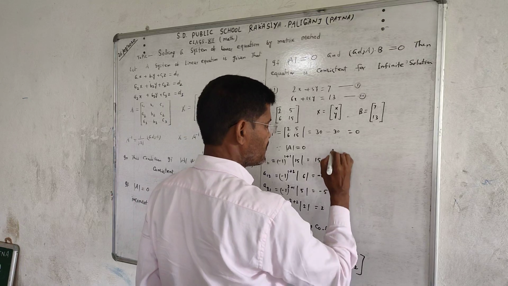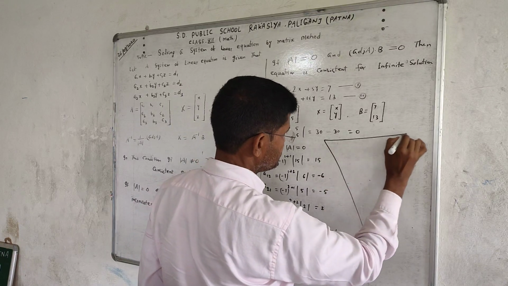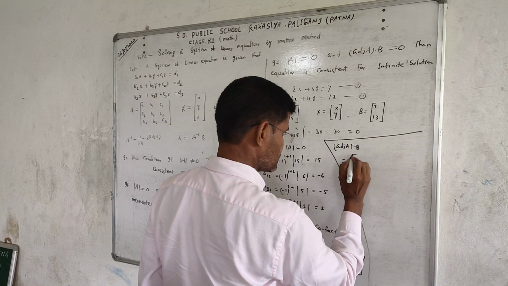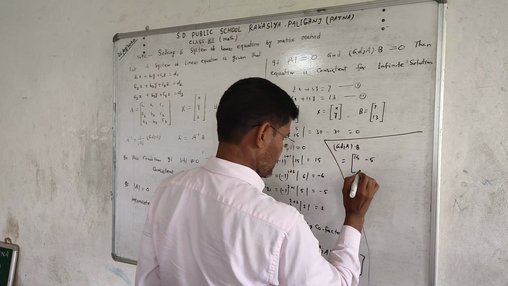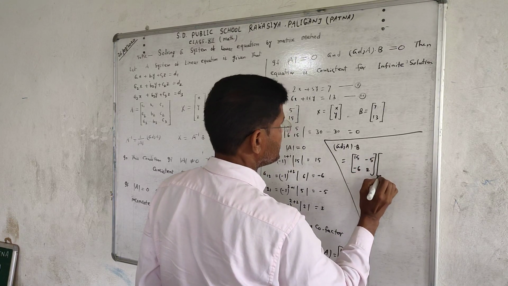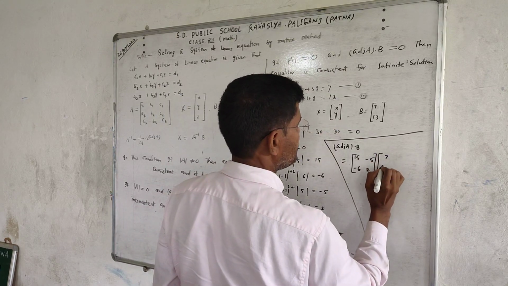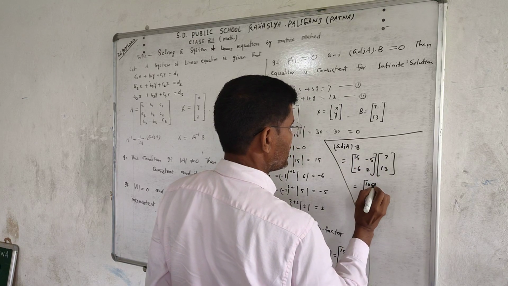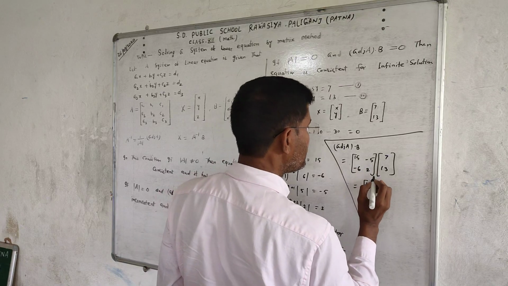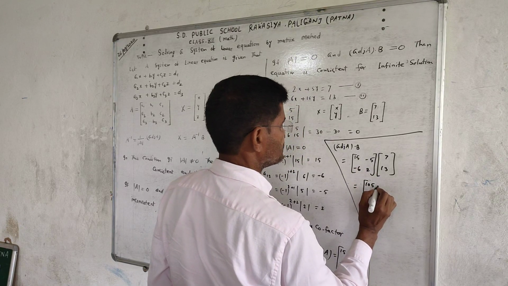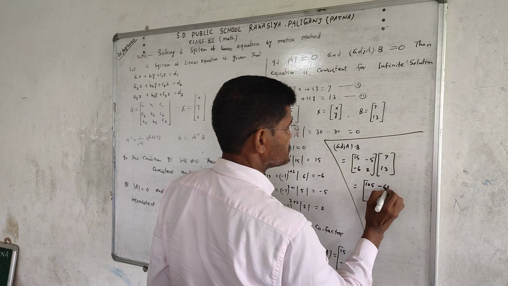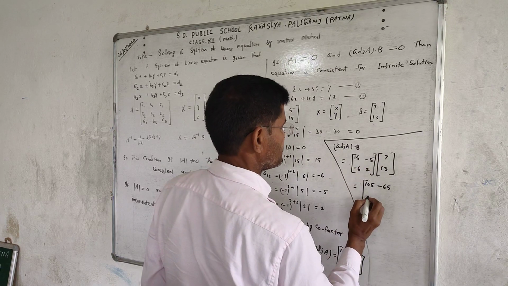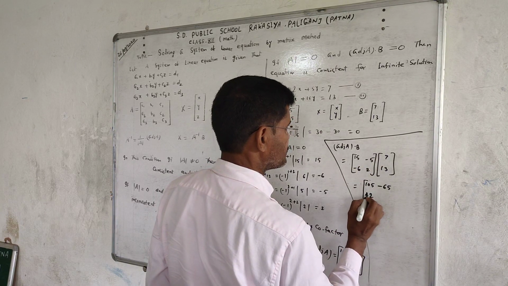Now we have to find adjoint of A into matrix B. Adjoint of A into matrix B is equal to [15, -5; -6, 2] times matrix B, which is given as [7; 13]. If we find this, 15 into 7 is 105, minus 5 into 13 is minus 65.